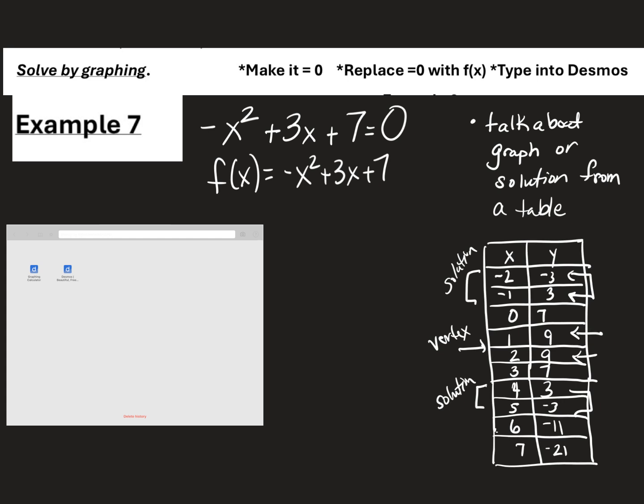And of course, you're going to find those exact solutions from Desmos, and we will discuss those in class.